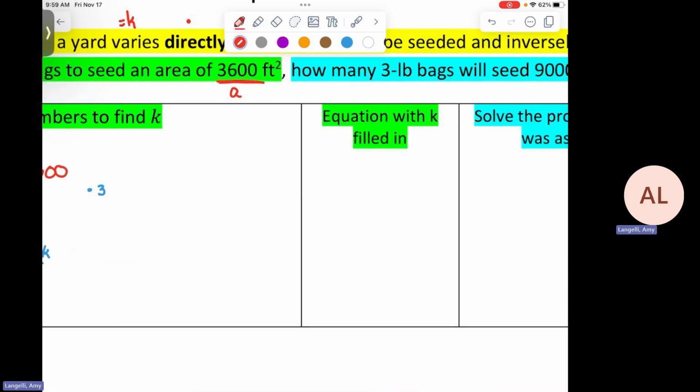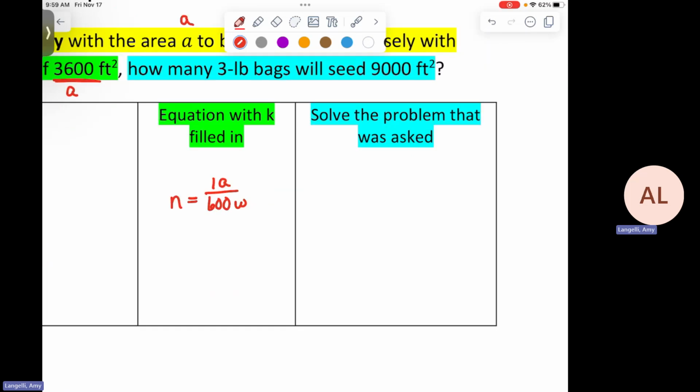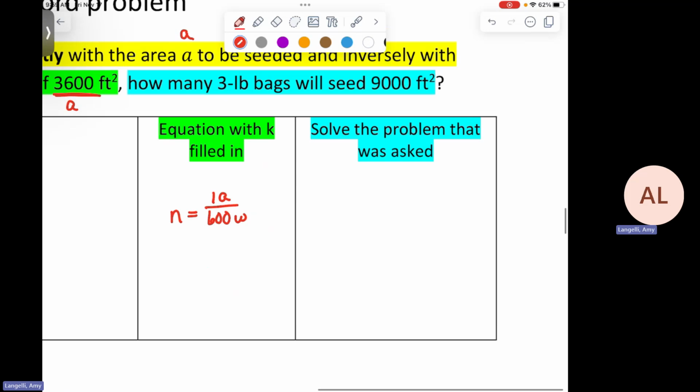So we're going to fill the equation in, but only with K. So K is 1 over 600. W, A, and N. That's how you fill in K. And now we move on to what the problem asks. How many bags? So we have our 1 over 600. What does 9,000 go in for? What does 3 pounds go in for? Yep, good. And then the question was about, oh, you even said it and I didn't write it. Sorry.